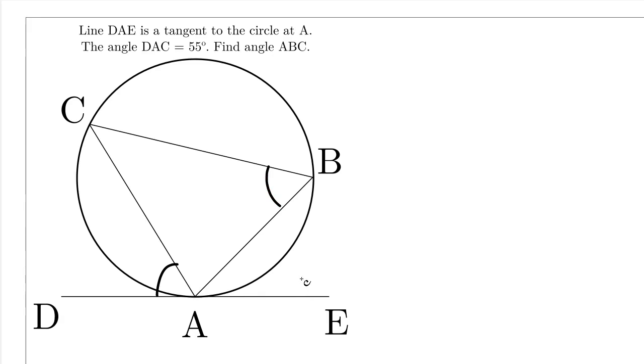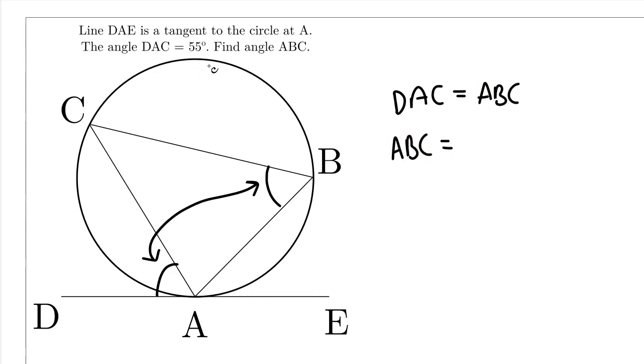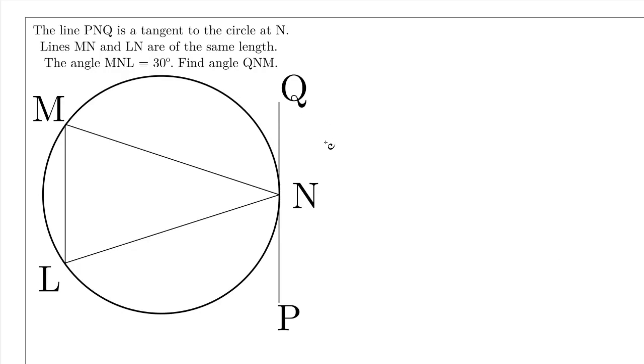Here, there isn't that much working out to do in this question, because from alternate segment theorem, you know that the angle DAC is equal to the angle ABC. These two angles here must be equal. So DAC is equal to ABC. ABC is equal to the angle DAC, 55 degrees. And your reason is alternate segment theorem. You'd write it. And that's it. And on to the next question.